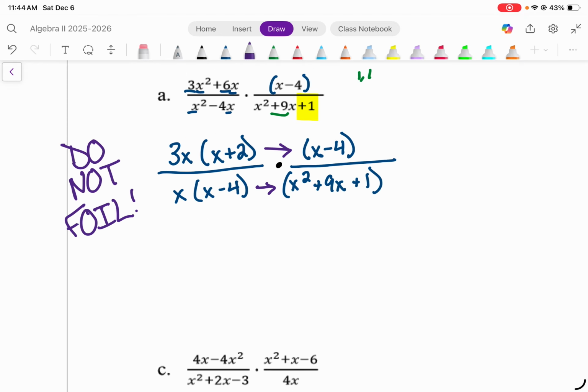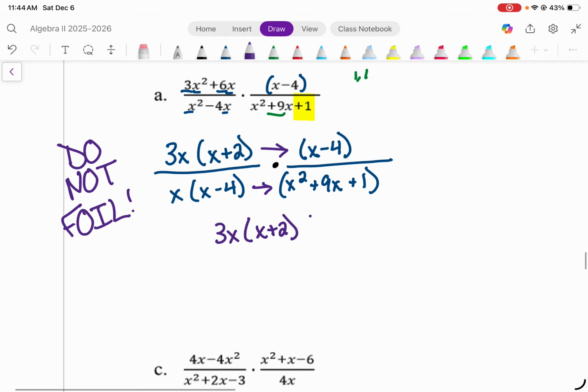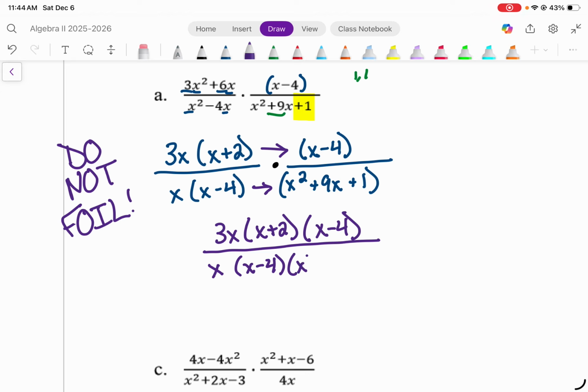So when we multiply these together, we are going to just write it as 3x, parenthesis, x plus 2. And then we're going to just plop the x minus 4 right next to that, because we are multiplying all of these together. Same thing on the bottom, we would have x times x minus 4, and then our x squared plus 9x plus 1.